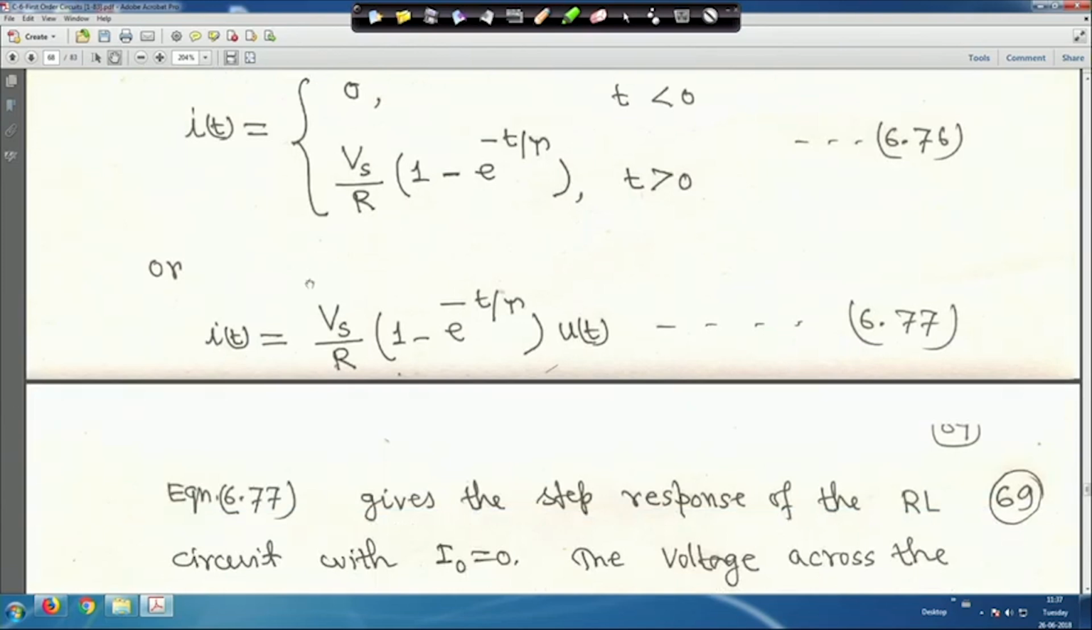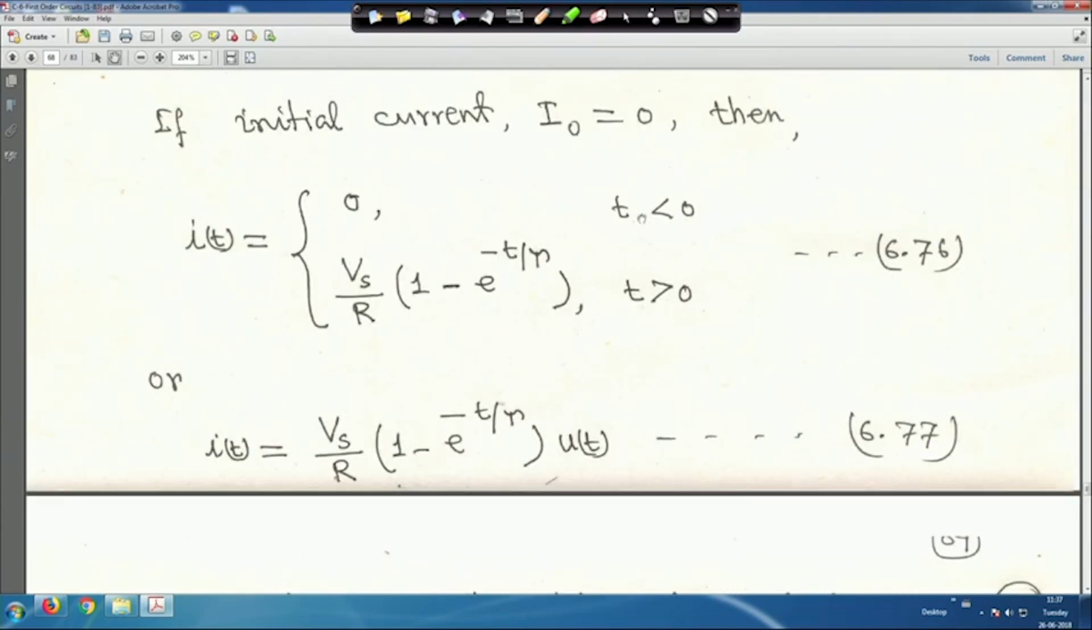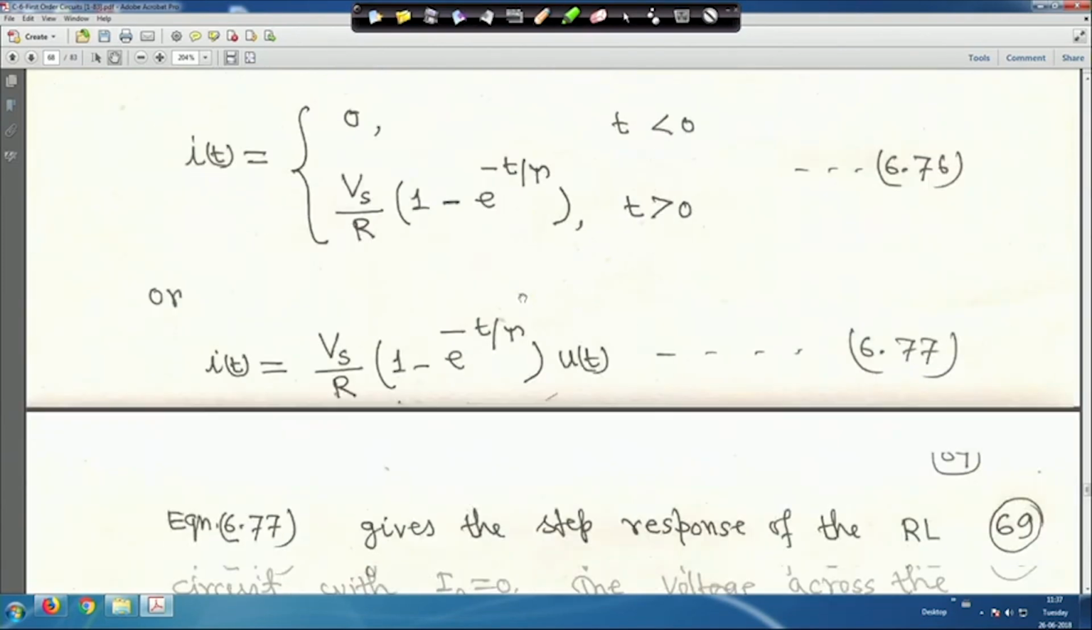Or we can write simply, because it is t less than 0, t greater than 0, we can make it like this: I(t) is equal to Vs upon R (1 minus e to the power minus t upon tau) u(t). So, u(t) is 0 for t less than 0, so it will become 0, and for t greater than 0, u(t) is 1, it will become this thing. So, these two current expressions can be combined and written in one term. This is equation 77, right.